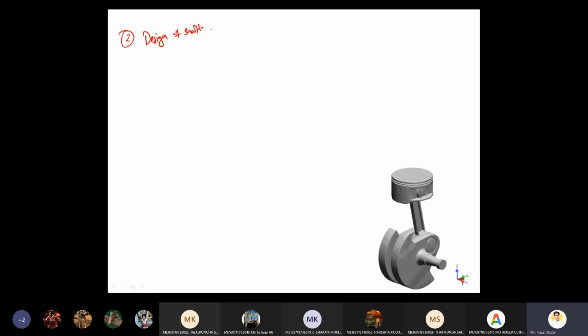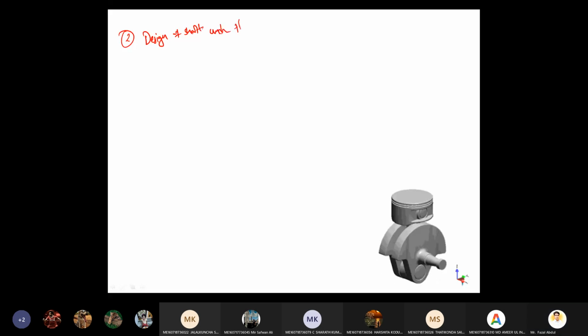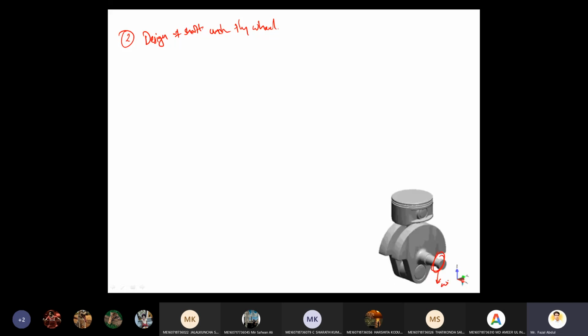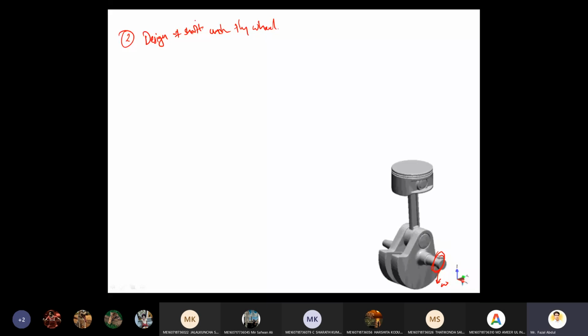Shaft under flywheel. So see here, assume this side of the crankshaft is mounting the flywheel. Due to this, there will be a vertical force acting downwards, W, isn't it? And here what we are designing is the shaft, that is, design of shaft under flywheel.